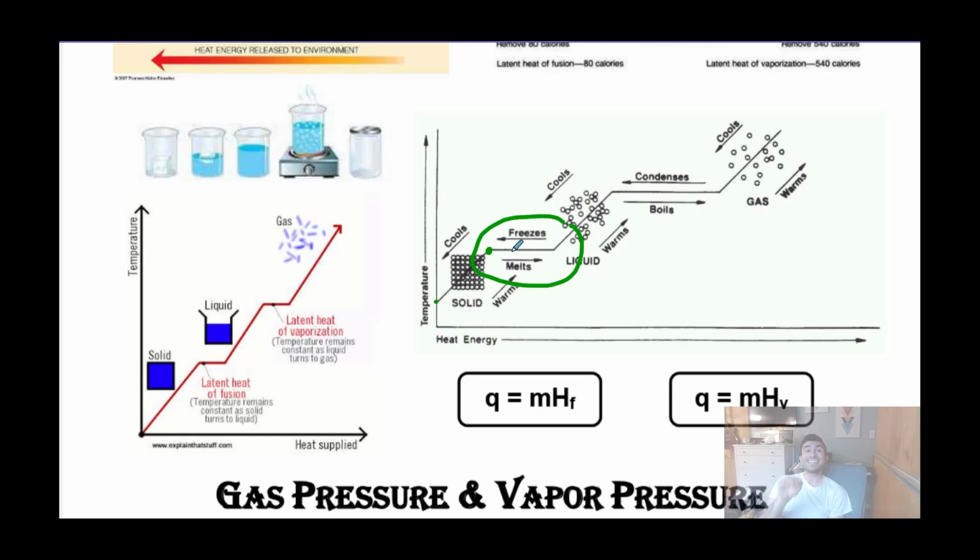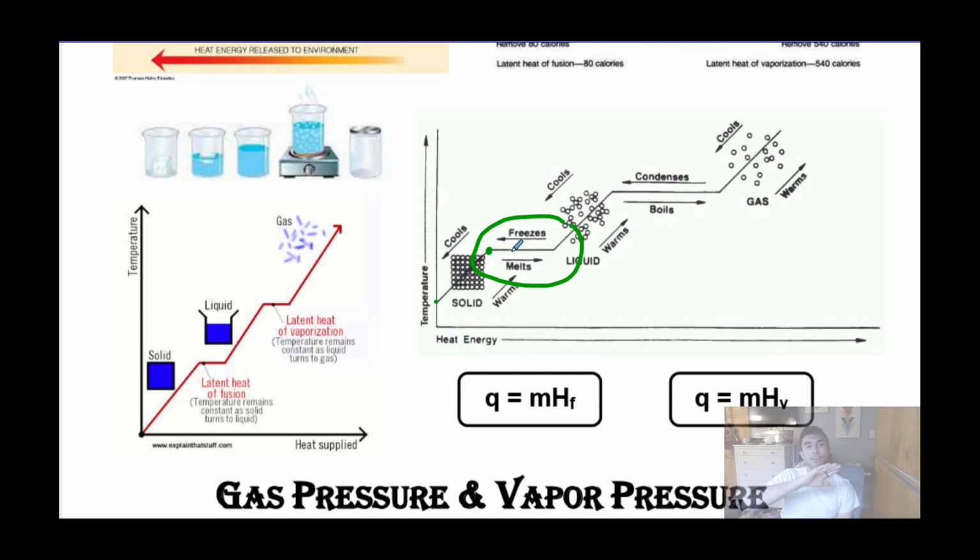Even though heat is being added, that's really important. It's not that heat's not being added there. Heat's being added, but it's not making the particles move faster. It's weakening the intermolecular forces to move the particles further apart to cause the phase change of, in this case, melting from solid to liquid.